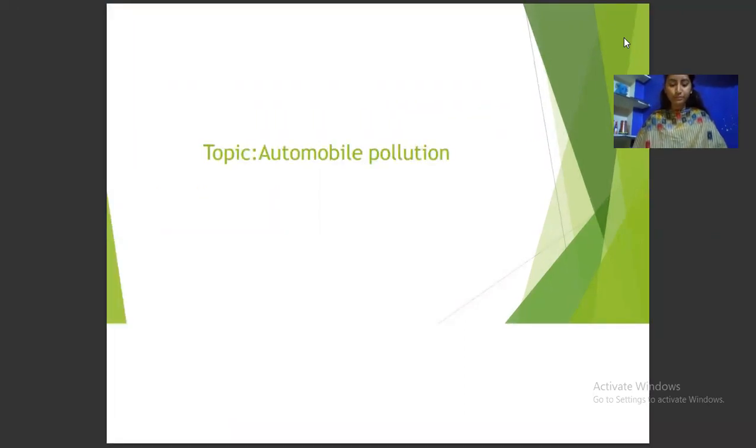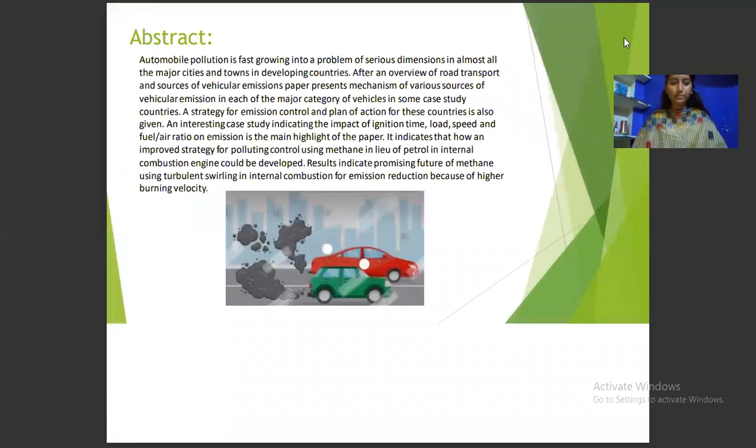Automobile pollution. Abstract. Automobile pollution is fast growing into a problem of serious dimensions in almost all the major cities and towns in developing countries. After an overview of road transport and sources of vehicular emissions, the paper presents emissions of various sources of vehicular emission in each of the major categories of vehicles.